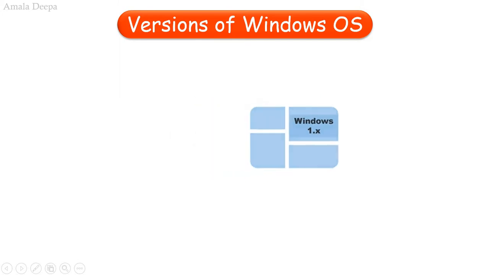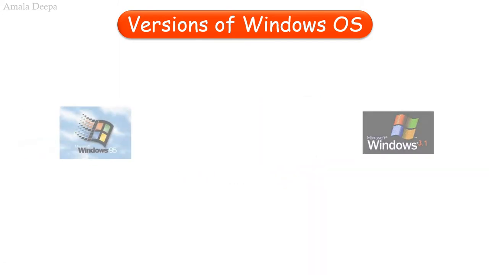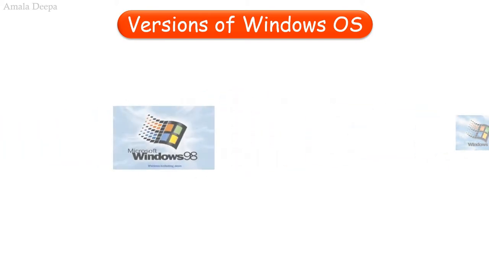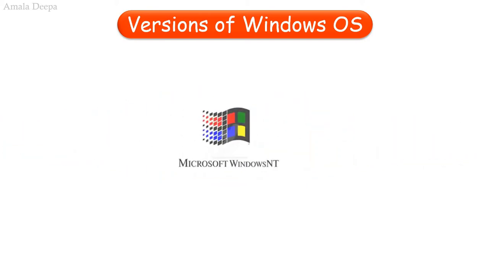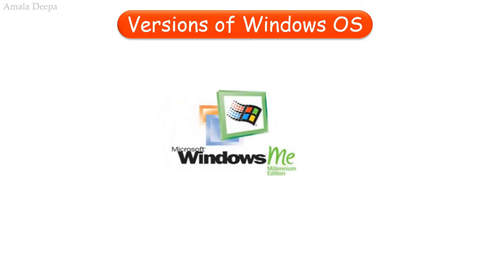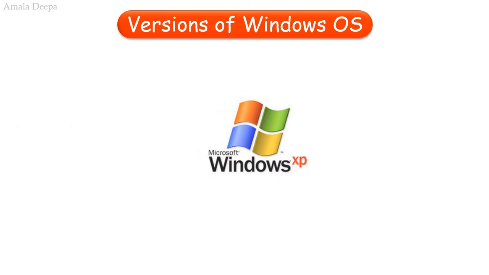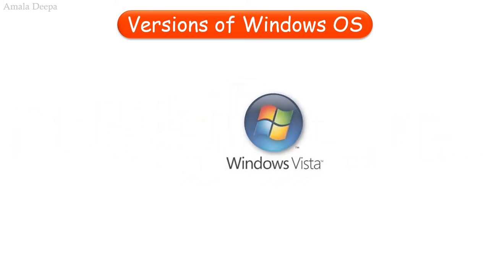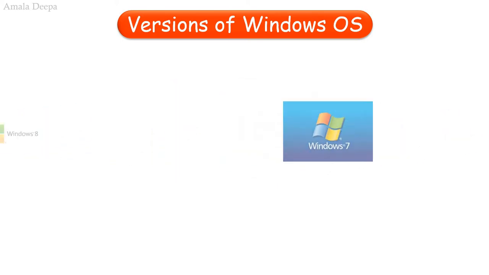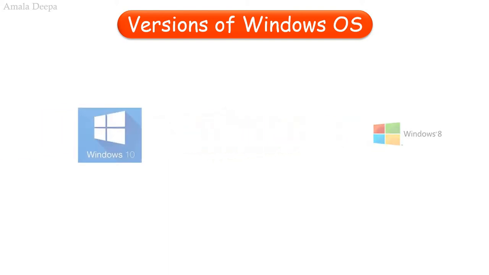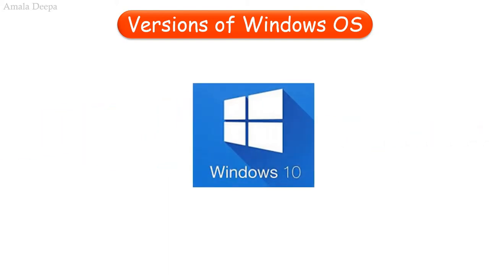It's Windows 1.x, Windows 2.x, Windows 3.1, Windows 95, Windows 98, Windows NT, Windows Me, Windows 2000 Professional, Windows XP, Windows Vista, Windows 7, Windows 8, and Windows 10. Now let us see the main features of each of the versions.